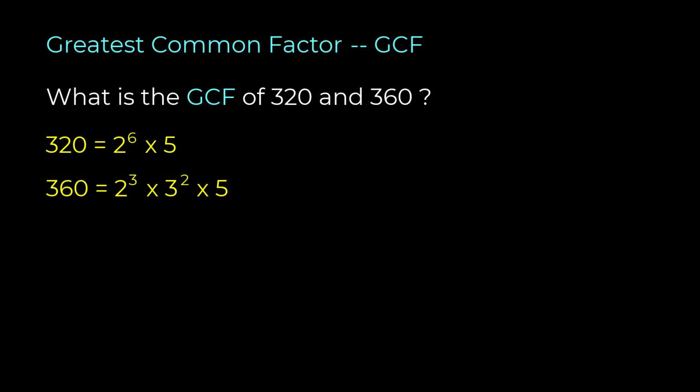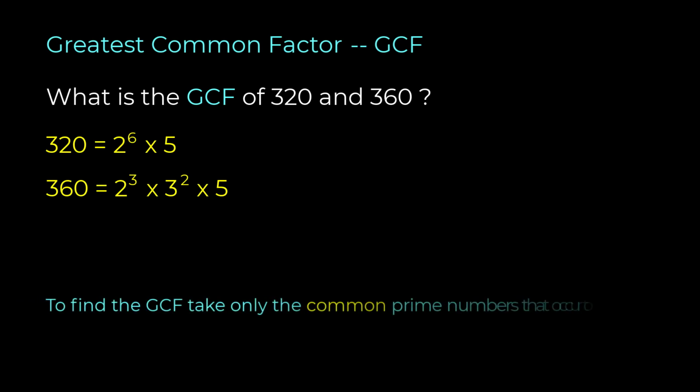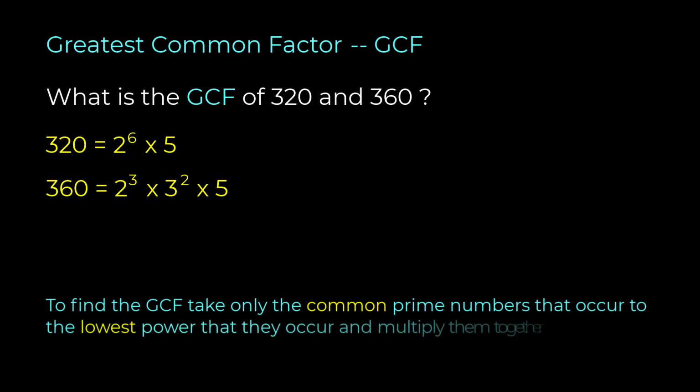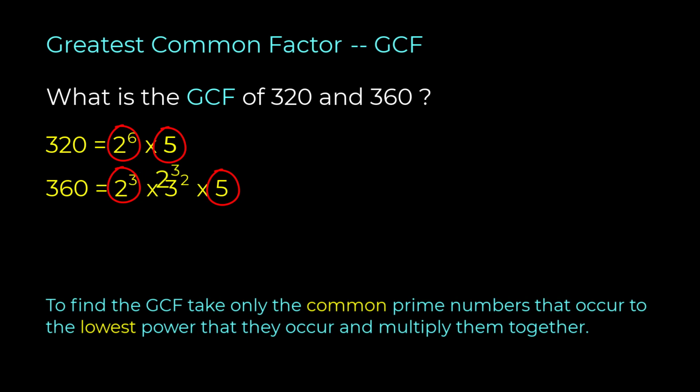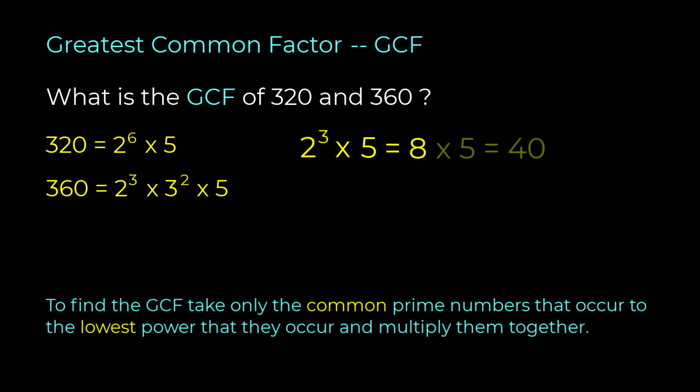To determine the greatest common factor, we are going to select the prime number factors that both numbers have in common and take the lowest power that occurs of those prime numbers. We then multiply those numbers together. Both 320 and 360 have 2 and 5 in common. The lowest power of 2 is 2 cubed. The lowest power of 5 is simply 5. We multiply those two values together. 2 cubed is 8, times 5 is 40. The greatest common factor of 320 and 360 is 40.